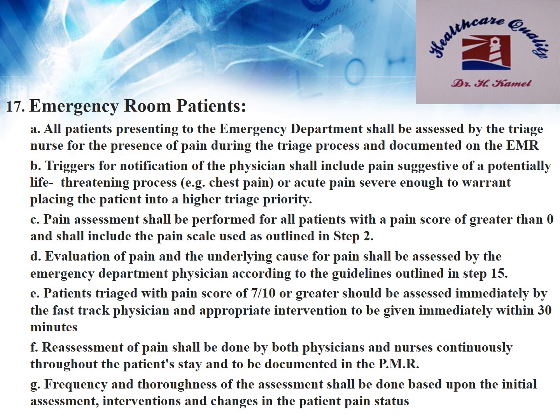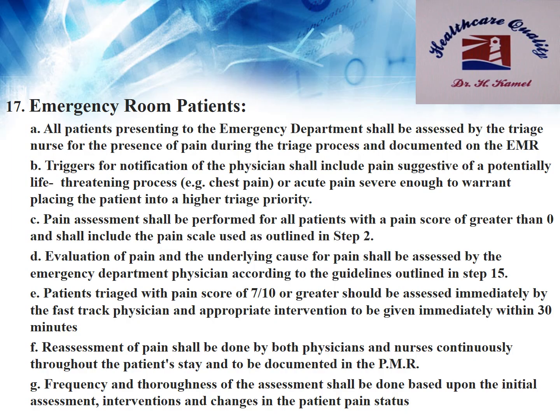Number 17, for emergency room patients, all patients presenting to the ER department shall be assessed by the triage nurse for the presence of pain during the triage process and documented on the patient medical record. Triggers for notification of the physician shall include pain suggestive of a potentially life-threatening process, for example chest pain, or acute pain severe enough to warrant placing the patient into a higher triage priority.